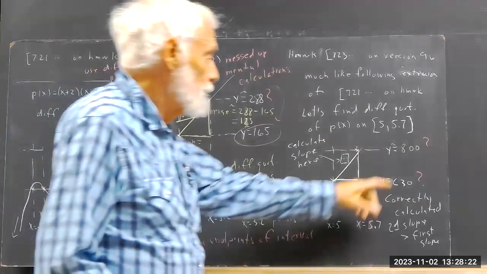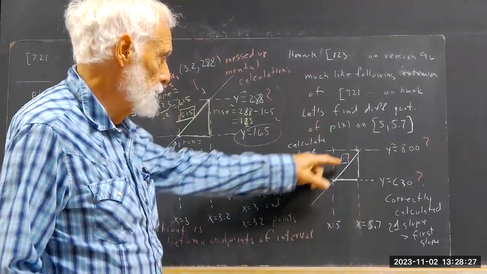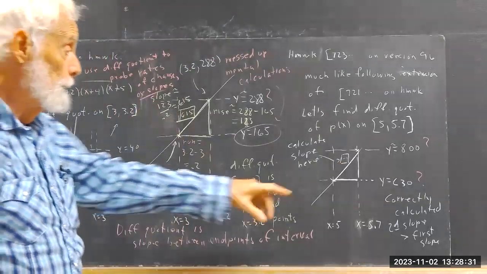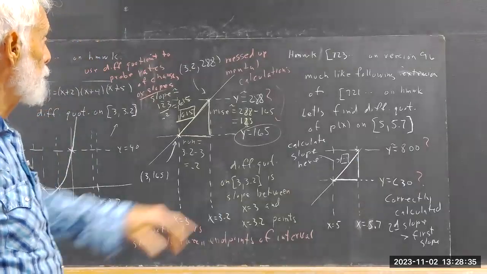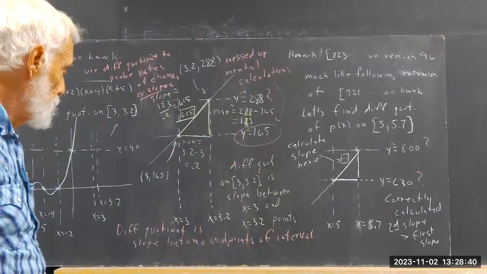Over here, same thing. At the interval from 5 to 5.7, we got different numbers. The numbers were bigger, and the slope is actually going to be bigger between here and here. So that's not my mental calculations. I think mainly this one.